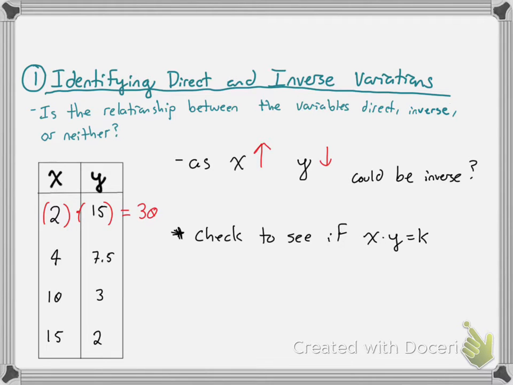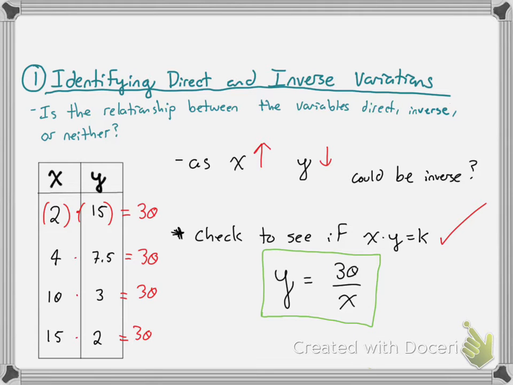2 times 15 gives me 30. 4 times 7.5 also gives me 30. I get 30 again, and I get 30 again. So my constant k value here is 30, and I know that these vary inversely. So x times y equals 30, and if I wanted to rewrite that in that inverse equation, I would have y equals 30 over x. That would be my inverse variation equation.